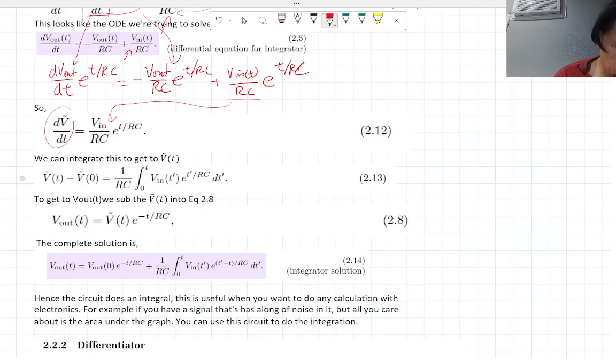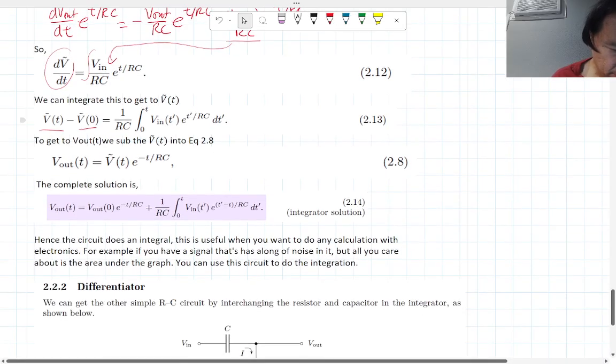and therefore you have this voltage tilde, which is a function we made up. On the right hand side, we're going to have this integral from 0 to t. We're not even going to be able to evaluate it because we have no idea what V_in is, but we're going to have this factor of RC that falls out because of that.